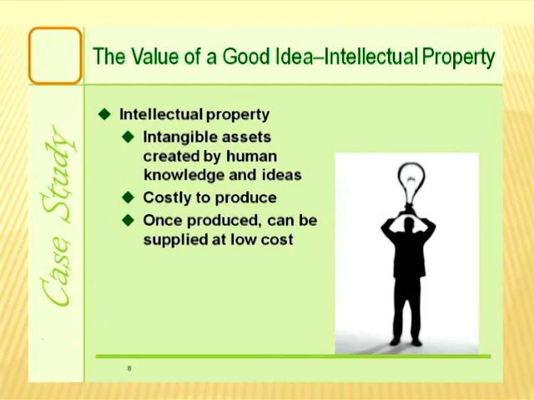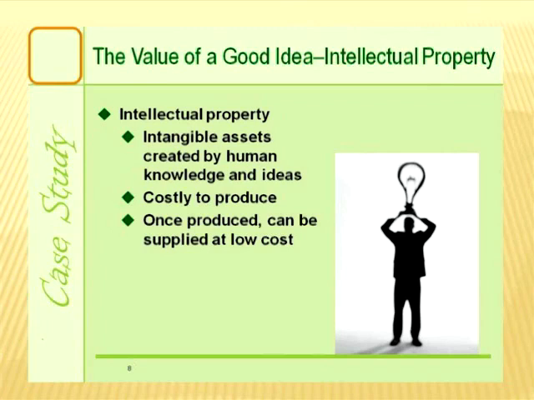Now, a very special case of this is the case in which we have intellectual property. Intellectual property occurs when you have an intangible asset. It's a human knowledge or an idea, an asset that you can't really put your hands on. They're typically very costly to produce, but once they're produced, supplying additional units is typically very low cost. So you might think about, as an example, a software program.